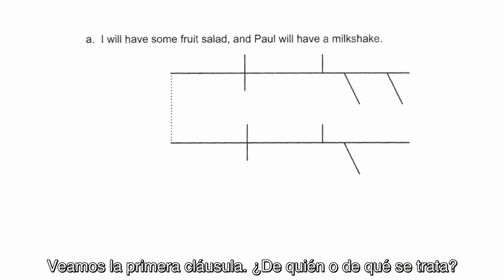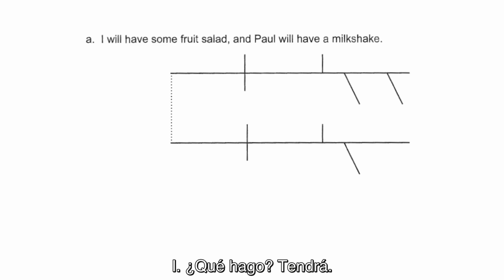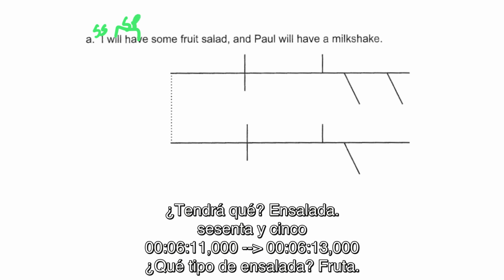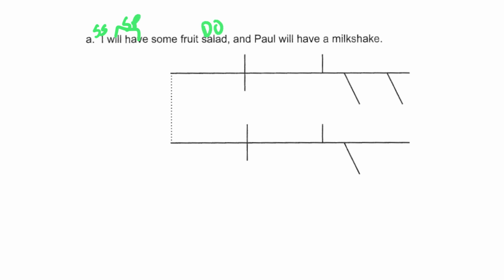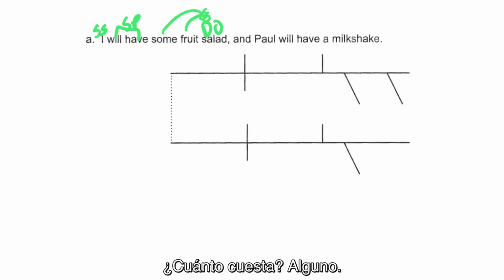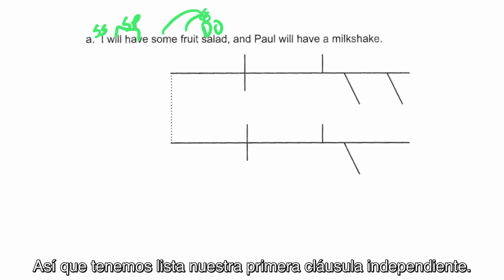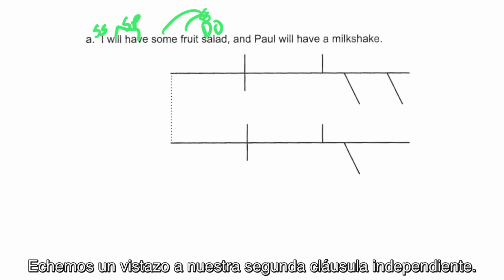Who or what is this about? I. What does I do? Will have. Will have what? Salad. What kind of salad? Fruit. How much? Some. So we have our first independent clause ready. Let's take a look at our second independent clause.